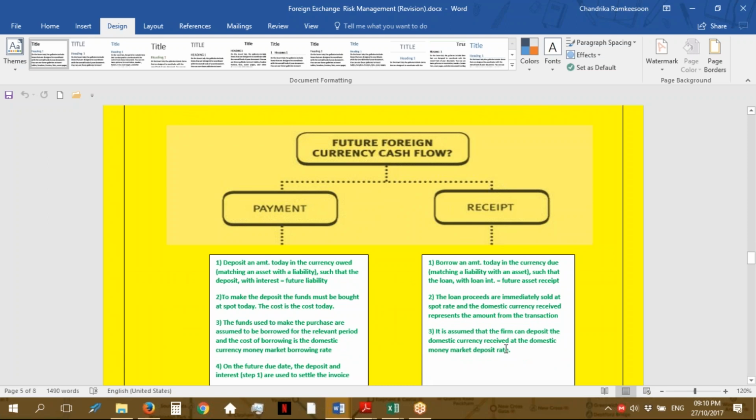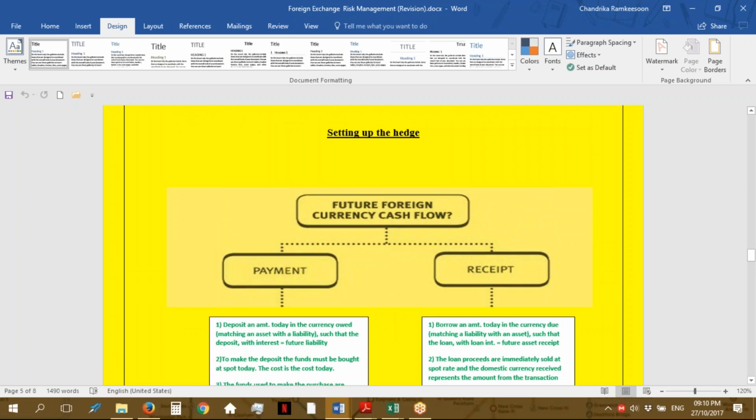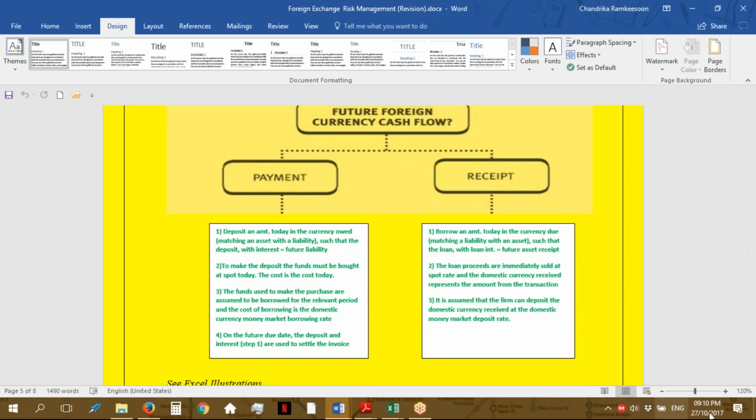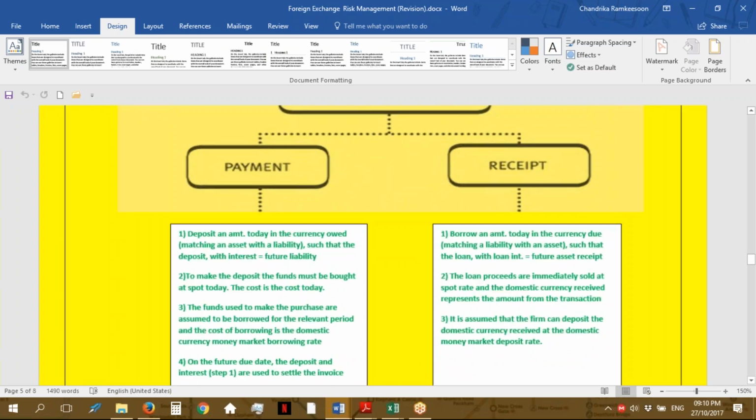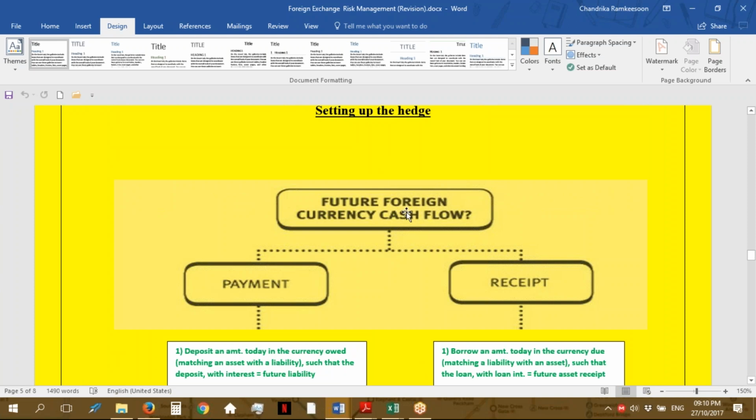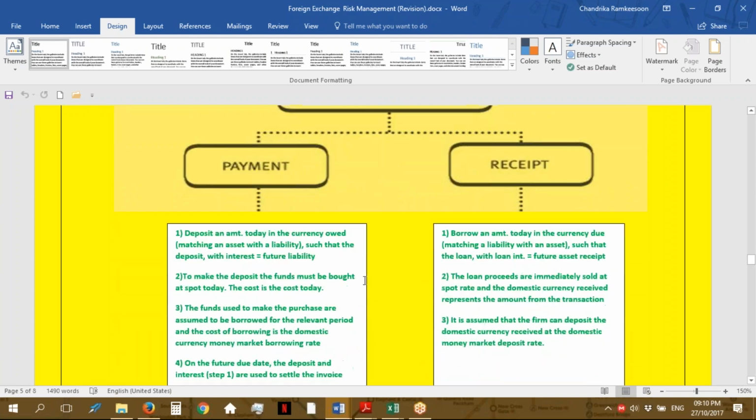Now I have here the procedure, and I'll try to expand it a bit. Setting up the hedge: future foreign currency cash flow, payments and receipts. Payments would mean you're hedging from the viewpoint of an importer. Receipt would be if you are hedging from the viewpoint of an exporter. Let's take a look at the receipt first.